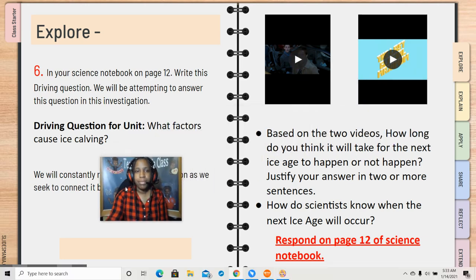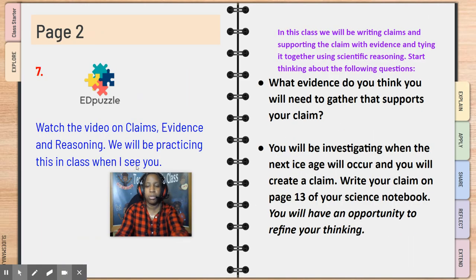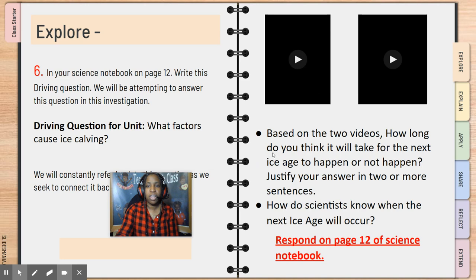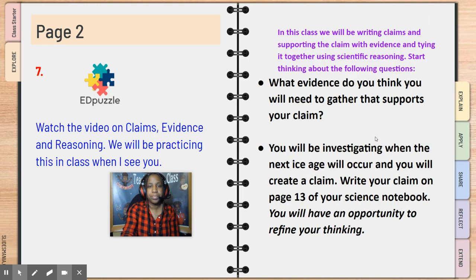Then we're going to watch these 2 films. Based on the 2 videos, how long do you think it will take for the next ice age to happen or not happen? Justify your answers in 2 or more sentences, also on page 12 of the science notebook.